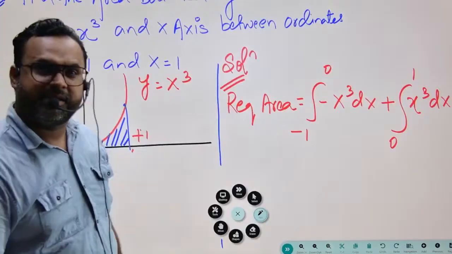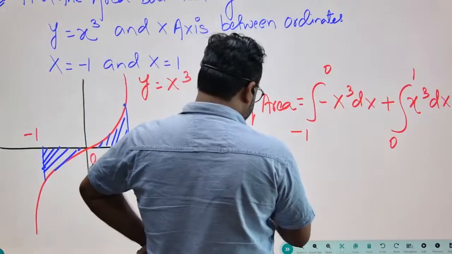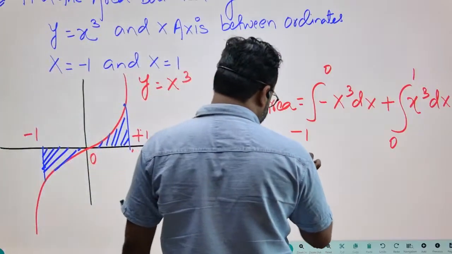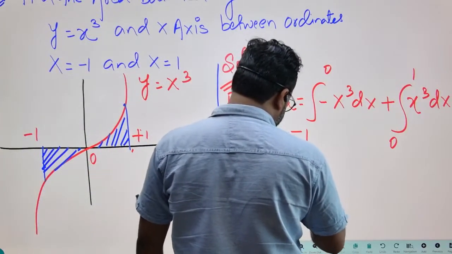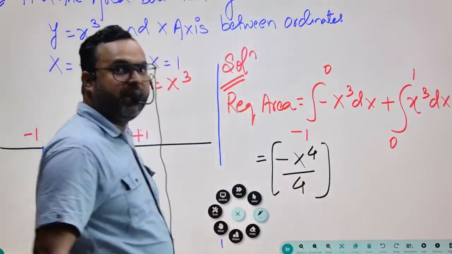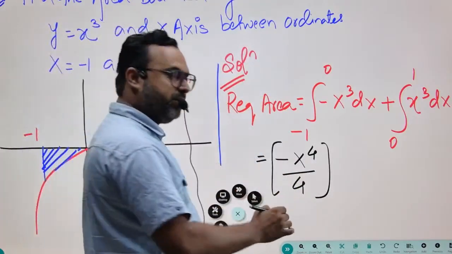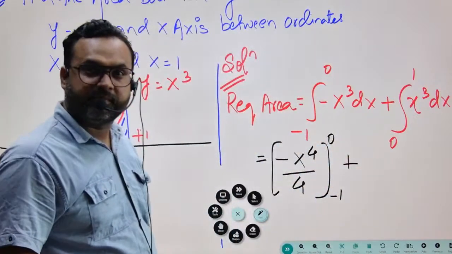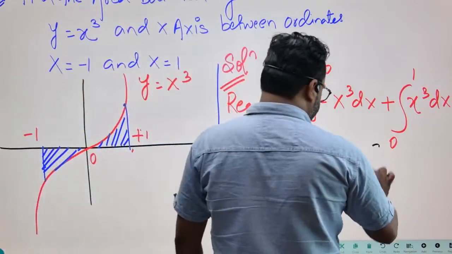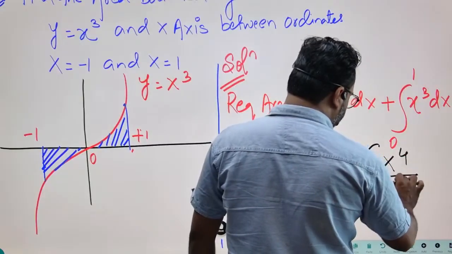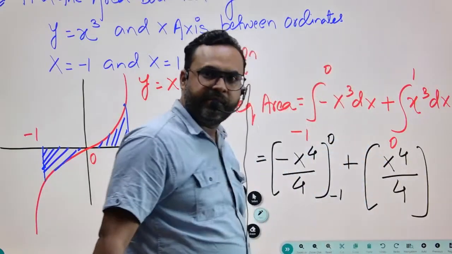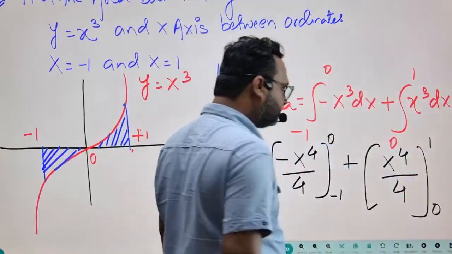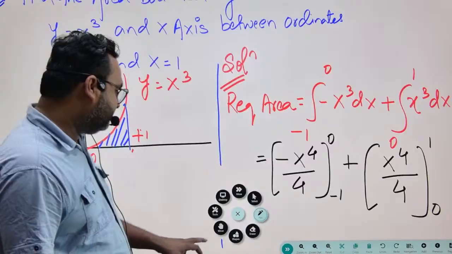So, what is the integration of minus x cube? Minus x raised to the power 4 by 4, with limits -1 to 0, plus x raised to the power 4 by 4 with limits 0 to 1.